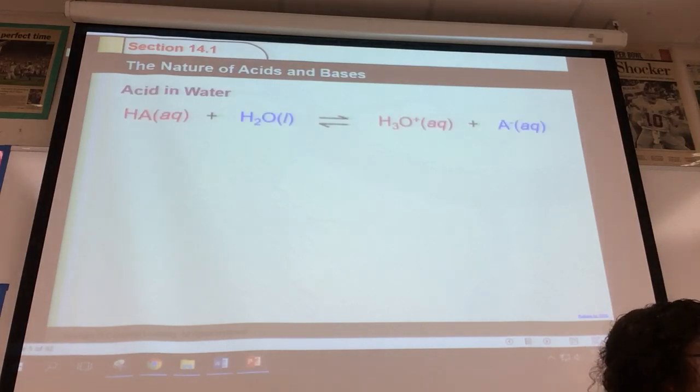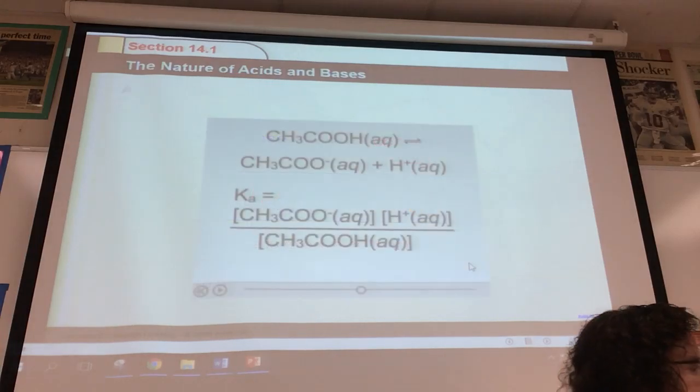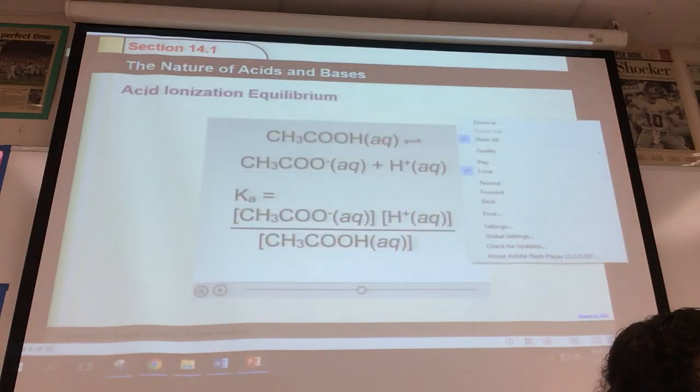So again, an acid and water, generating a proton. Here's your conjugate, here's the other conjugate. And what you can see here is your acid. It's going to donate its proton to the base. The base forms the conjugate acid, and the acid forms the conjugate base. And we'll get into that in just a sec. It looks bad, but it's not, I promise.